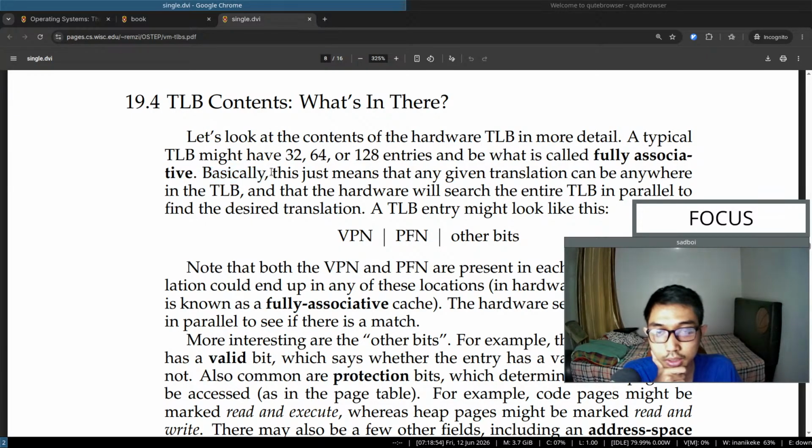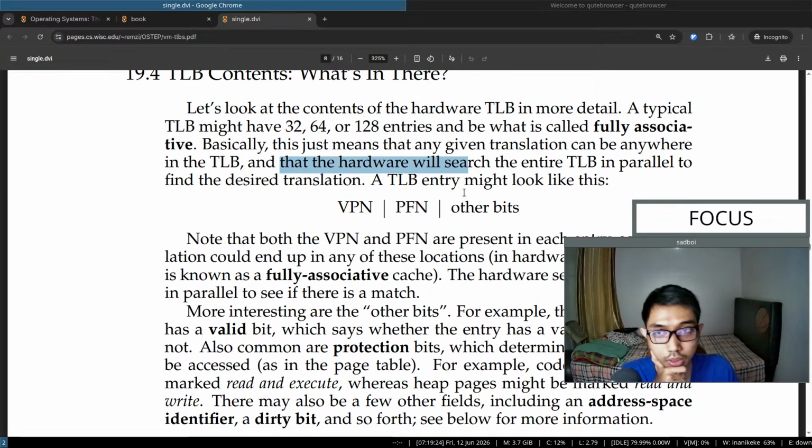Basically, this just means that any given translation can be anywhere in the TLB, the translation lookaside buffer, and that the hardware will search the entire TLB in parallel to find the desired translation.